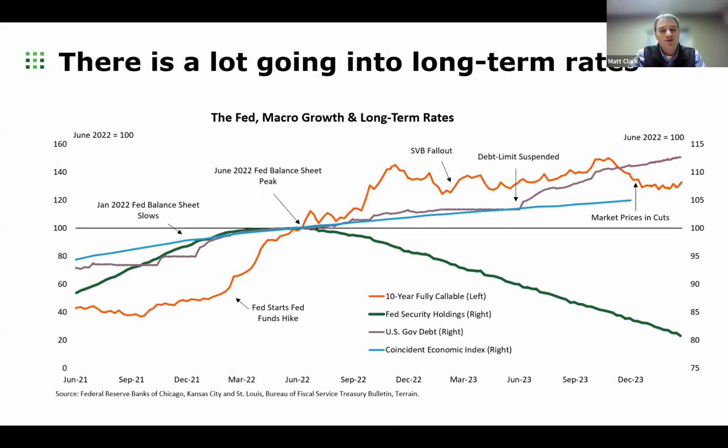So this chart kind of helps explain that in my mind. That red line there is like a fully callable 10-year note. So think about this as like a prepayable 10-year farmland note. Those prepayable 10-year farmland notes increased significantly, or started to increase, as the Federal Reserve said, hey, we're going to start raising interest rates. That makes sense.